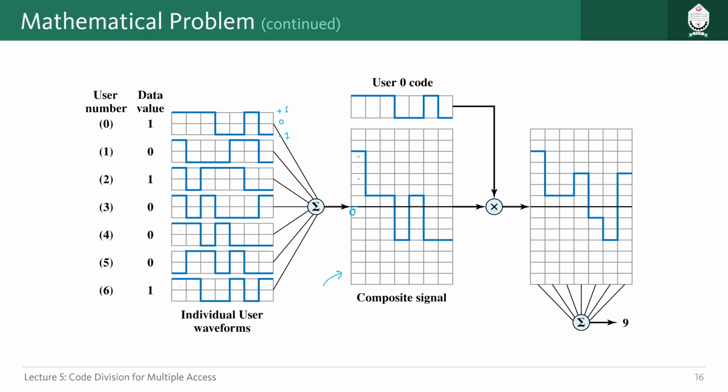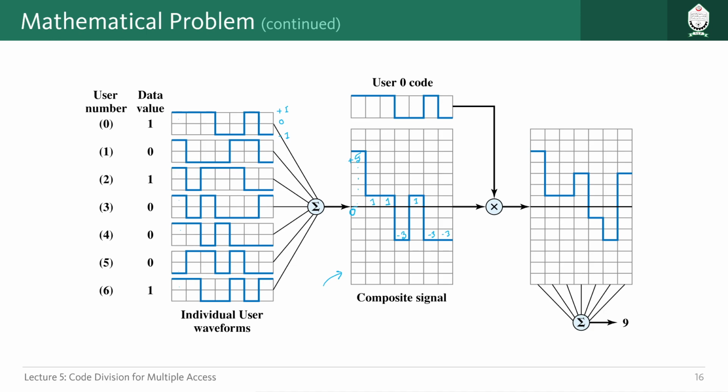So 1, 2, 3, 4, 5. So this is +5. In this way, all of these are added together. So this is 1, this is 1, this is -3, this is 1, this is -3, this is -3. This is the total composite signal coming from all of these signals added together.